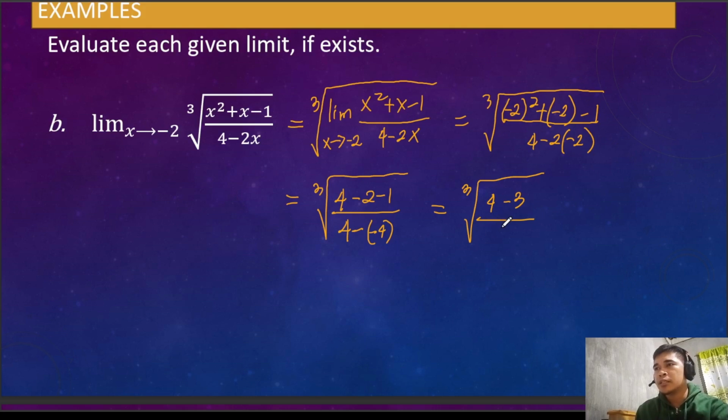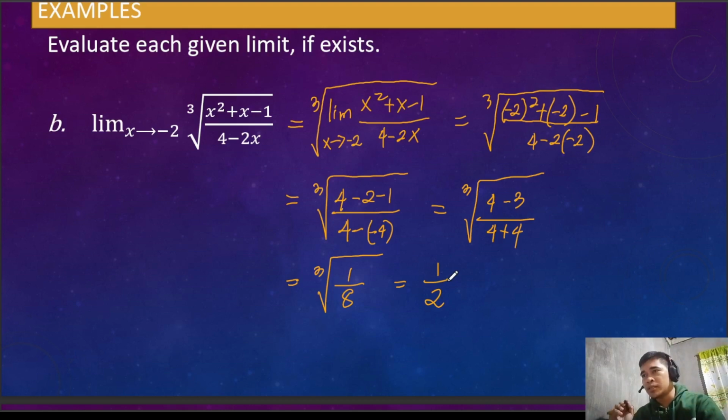And then 4 plus 4 equals the cube root of 1 over 8, which is equal to... the cube root of 1/8 is 1/2. So that is the limit of the cube root of x squared plus x minus 1 all over 4 minus 2x as x approaches negative 2.